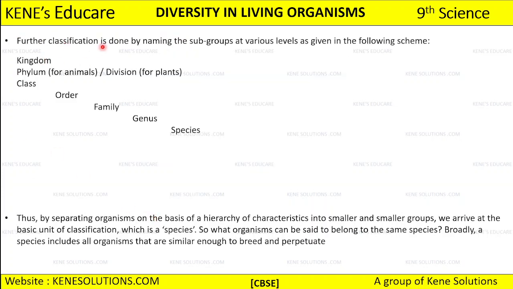So further classification we can do by naming different subgroups that are present at different levels. The first thing that we have is kingdom. We are all aware of the five different kingdoms that we have, right? After kingdom, the next thing is phylum for animals and division for plants.